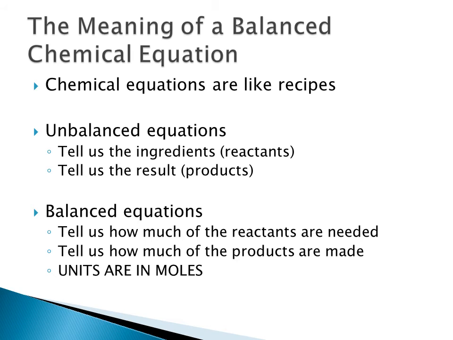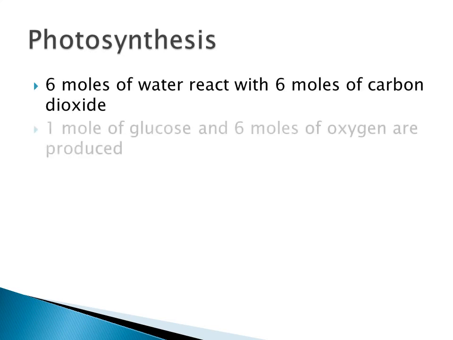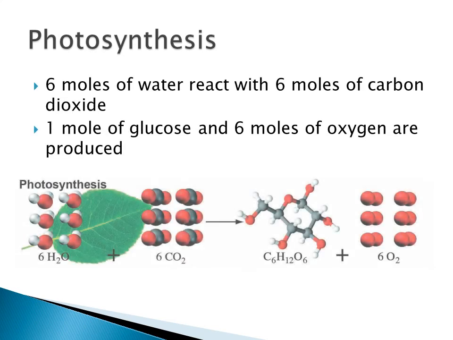And the units for this equation are in moles. So we're, again, going back to that mole concept. Those of you that took AP Bio, photosynthesis reaction should look very familiar. And what this balanced chemical reaction actually means is 6 moles of water will react with 6 moles of carbon dioxide to produce 1 mole of glucose and 6 moles of oxygen.